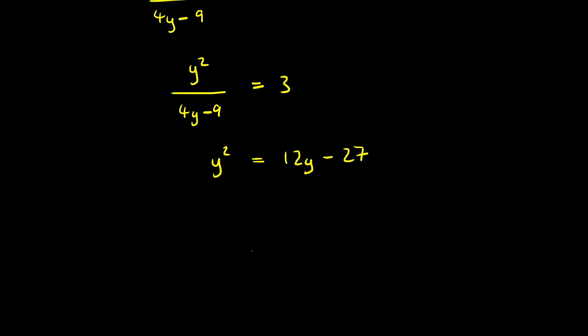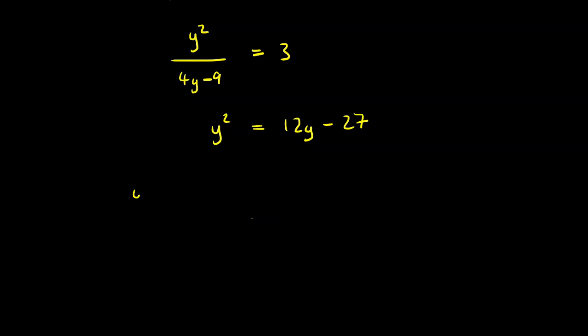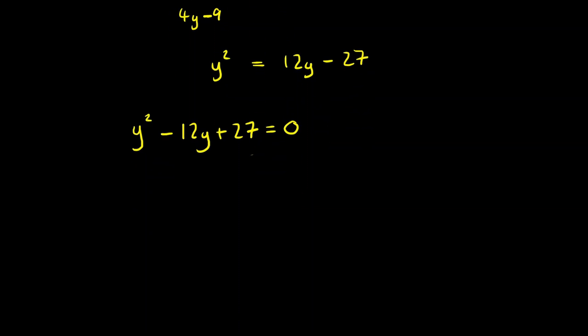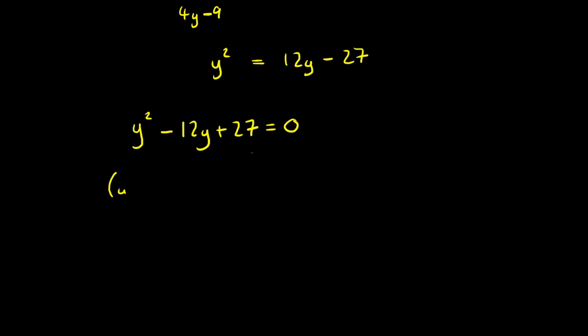And this thing here is a quadratic. So I can write that as y squared minus 12y plus 27 is equal to 0. And so therefore, if we factorize this, we're looking for two numbers that are going to multiply to give positive 27, and they're going to add together to give negative 12.